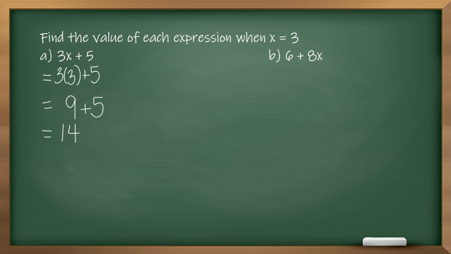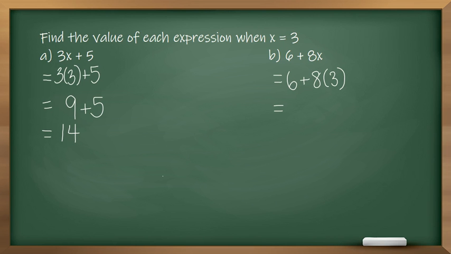For part B, we're looking at a different expression, but we're still using x equals 3. So I'm going to look in my expression and find the x that's right beside the 8 there. So I need to put 3 in there beside the 8. Okay? Then we're going to multiply because, as I said, we've got an 8 right in front of the x, which means we're multiplying 8 by x. In this case, x is 3, so we're going to go 8 times 3.